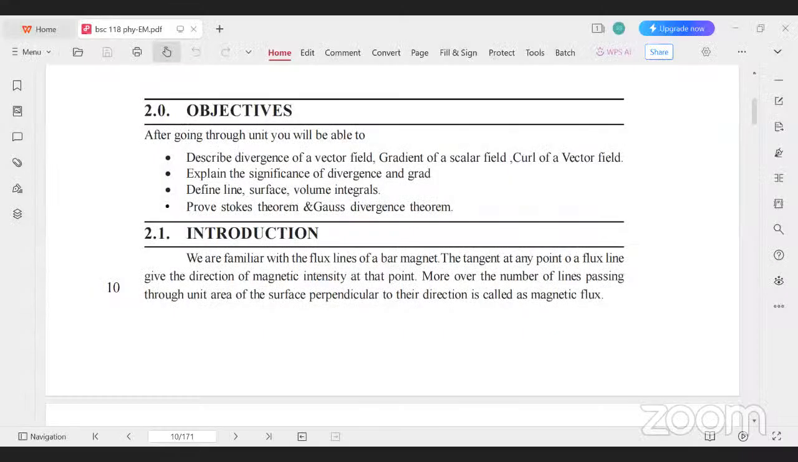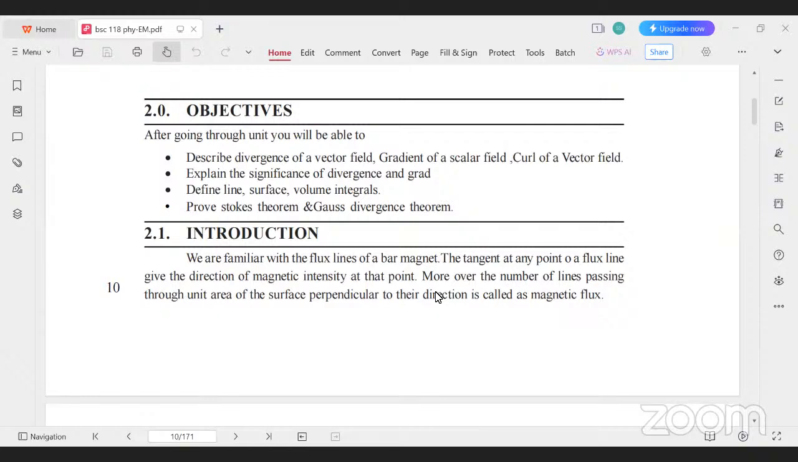And line, surface, volume. Okay, so line, surface, volume integrals through Stokes theorem and Gauss divergence theorem. Simple. So now we understood what is a vector field, what is a scalar field. Mostly we will talk about vector fields, because there you have both magnitude as well as direction.